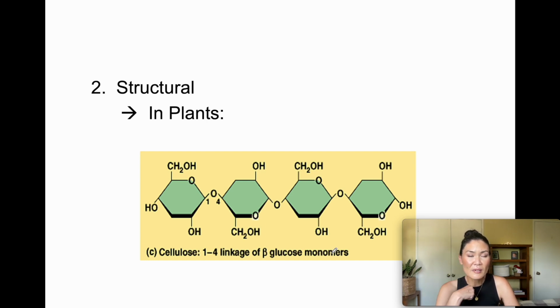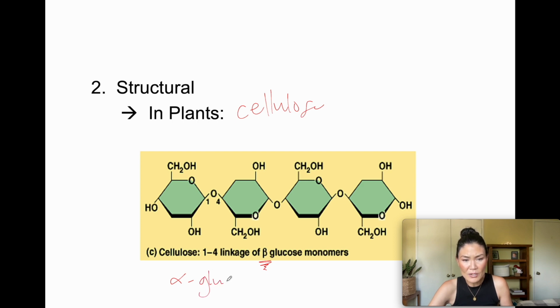The second role or job of carbohydrates is structural purposes. It's to provide structure for the organism. In plants, it's called cellulose. With cellulose, it actually uses beta glucose, which is slightly different from the alpha glucose that I talked about in glycogen and starch. Glycogen and starch are made with alpha glucose, but cellulose is made with beta glucose.